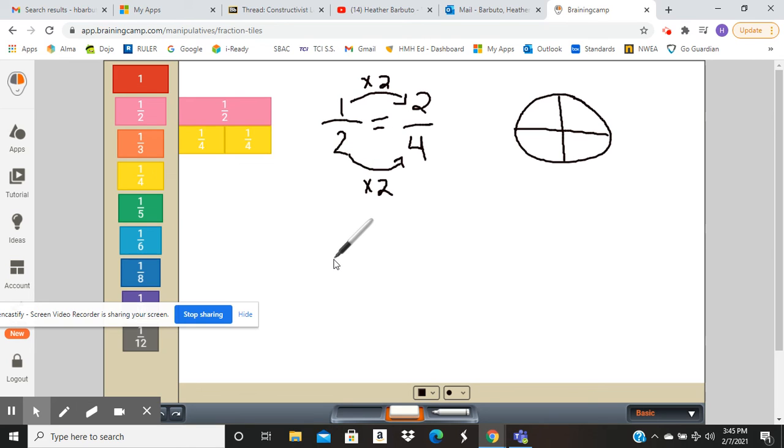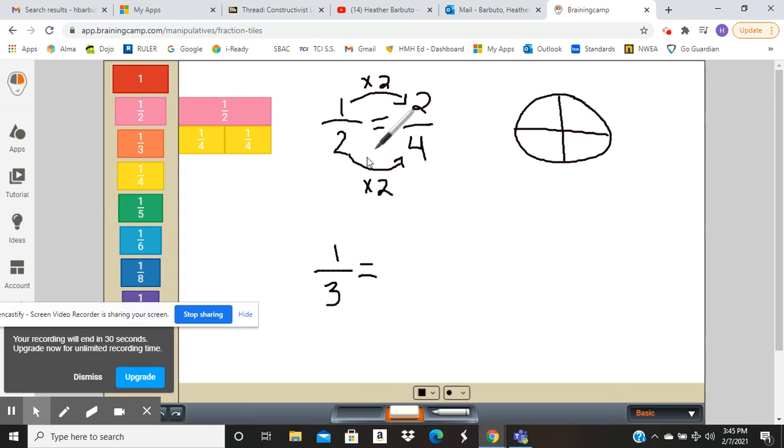So now I'll give them another fraction. I'll give them 1/3. And I'll tell them to make any equivalent fraction that they want. And they might say, well, how would I do that? And I'm going to refer them to the previous example and say, well, I see what you did here. Can you do the same thing?